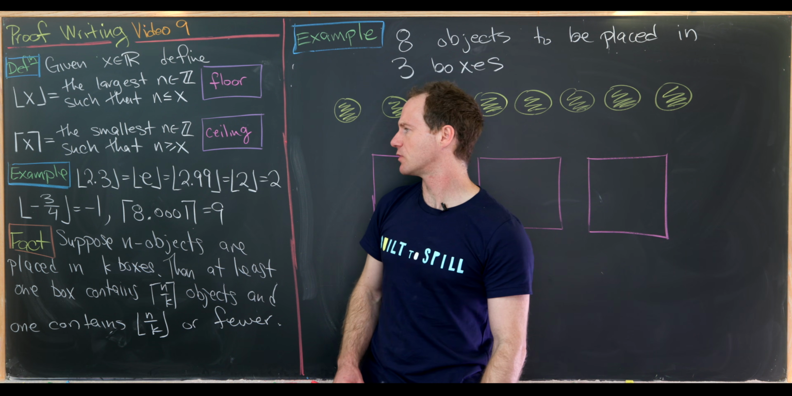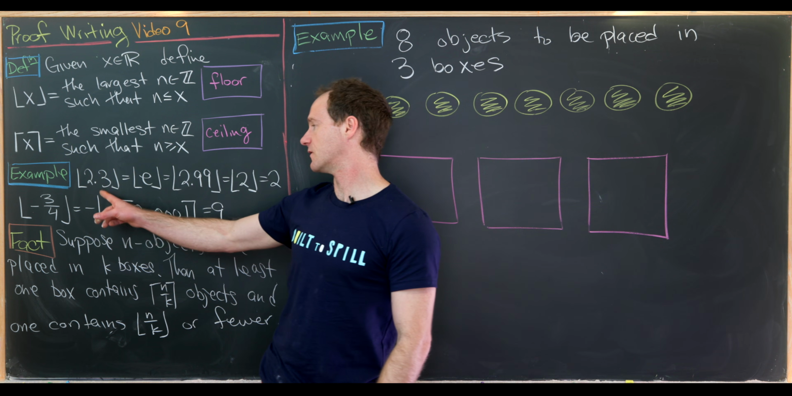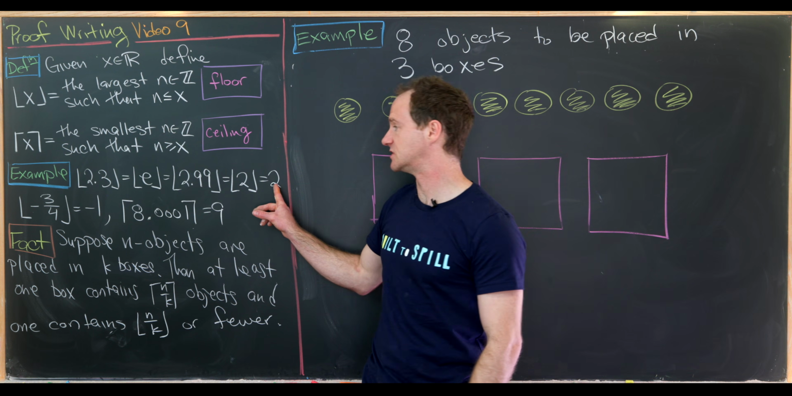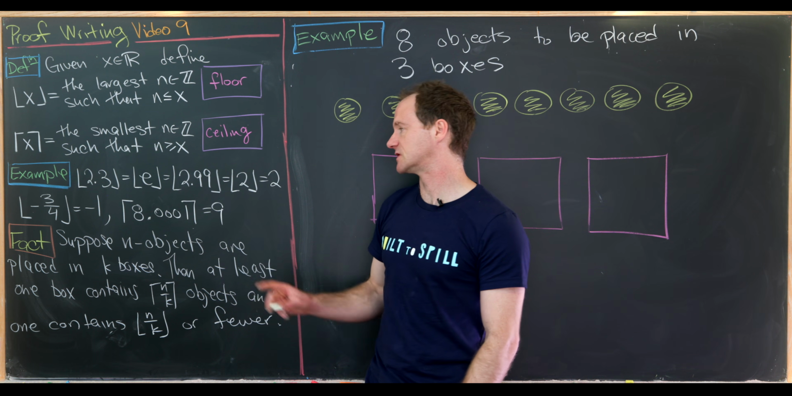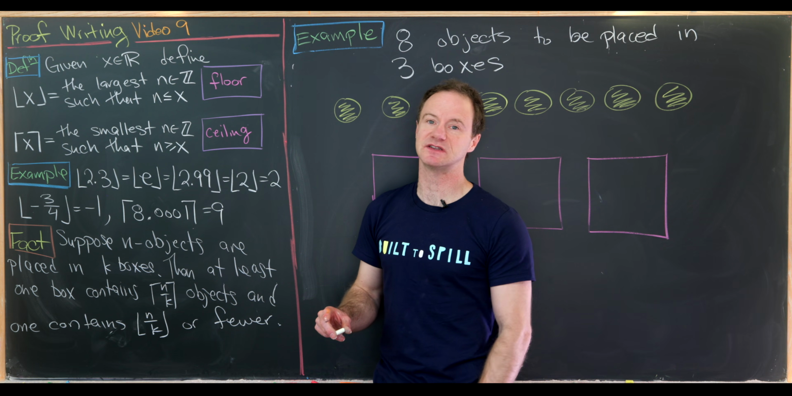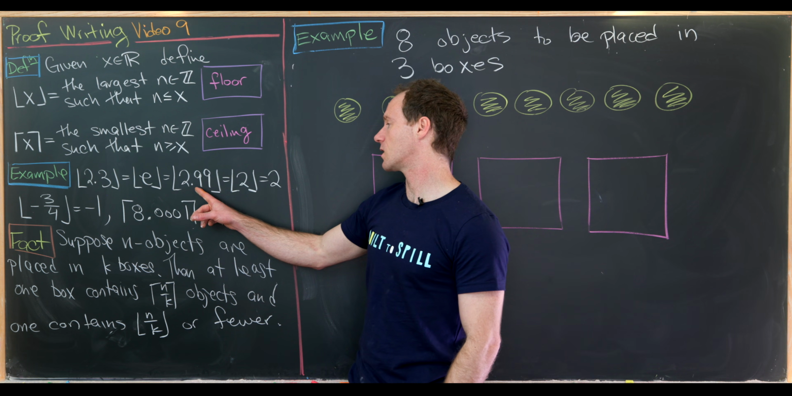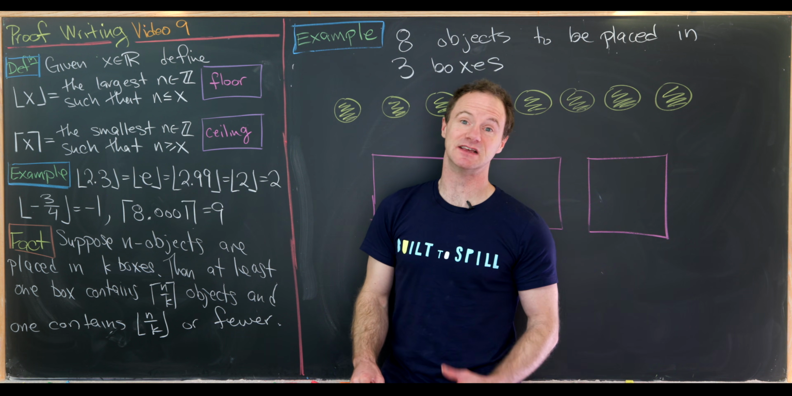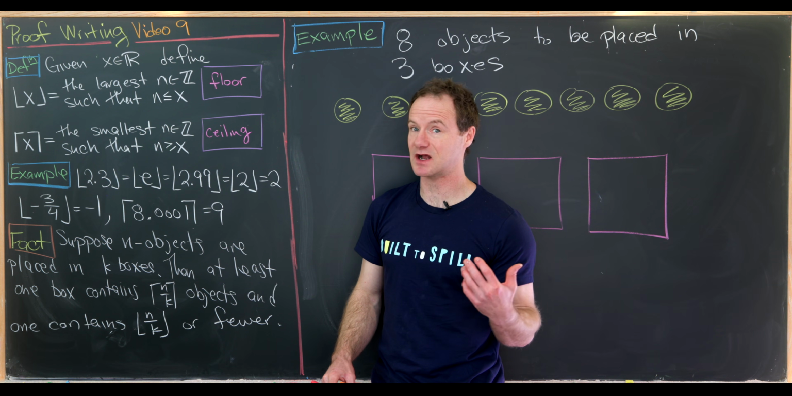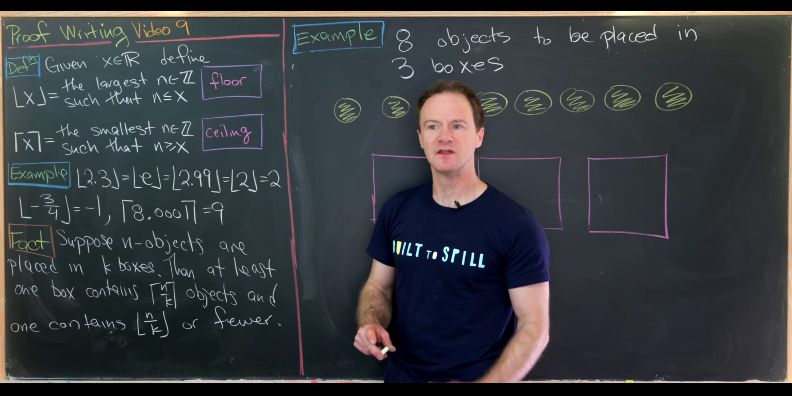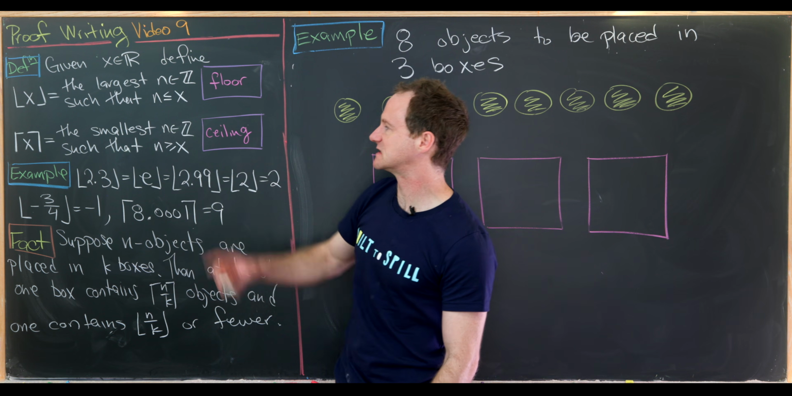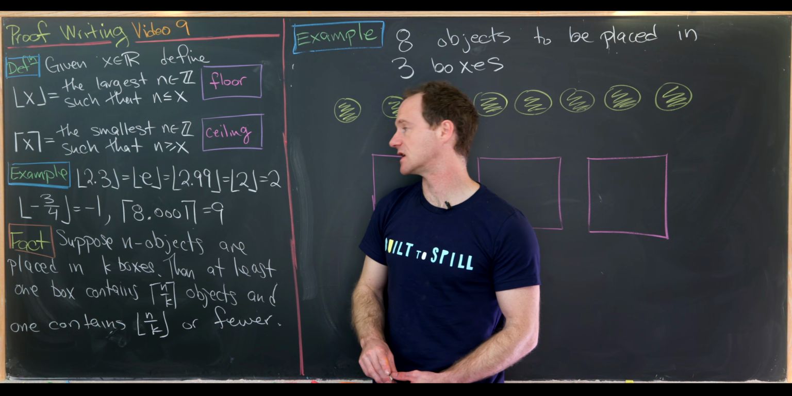So let's look at a couple of quick examples. The floor of 2.3 is equal to 2. We go downstairs to 2. The floor of e is equal to 2. That's because e is 2.718. The floor of 2.99 is also equal to 2 because it's not quite equal to 3. And the floor of 2 is equal to 2. That's because if you're at an integer, by this definition, you don't have to go downstairs.